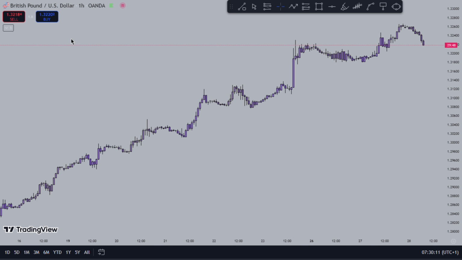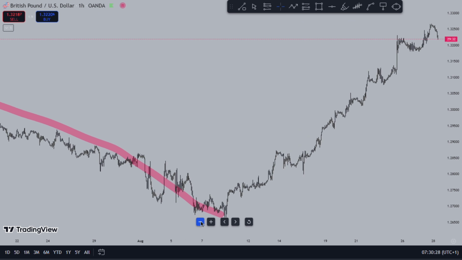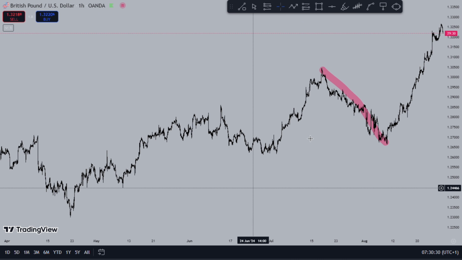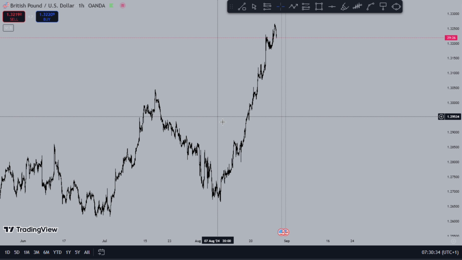So first thing you're going to do is open your TradingView and select the pair you want to trade. The first step is you zoom out. You can click this minus button until you can't zoom out anymore, and you now identify the current trend of the market. You can see that the current trend of the market is bullish.